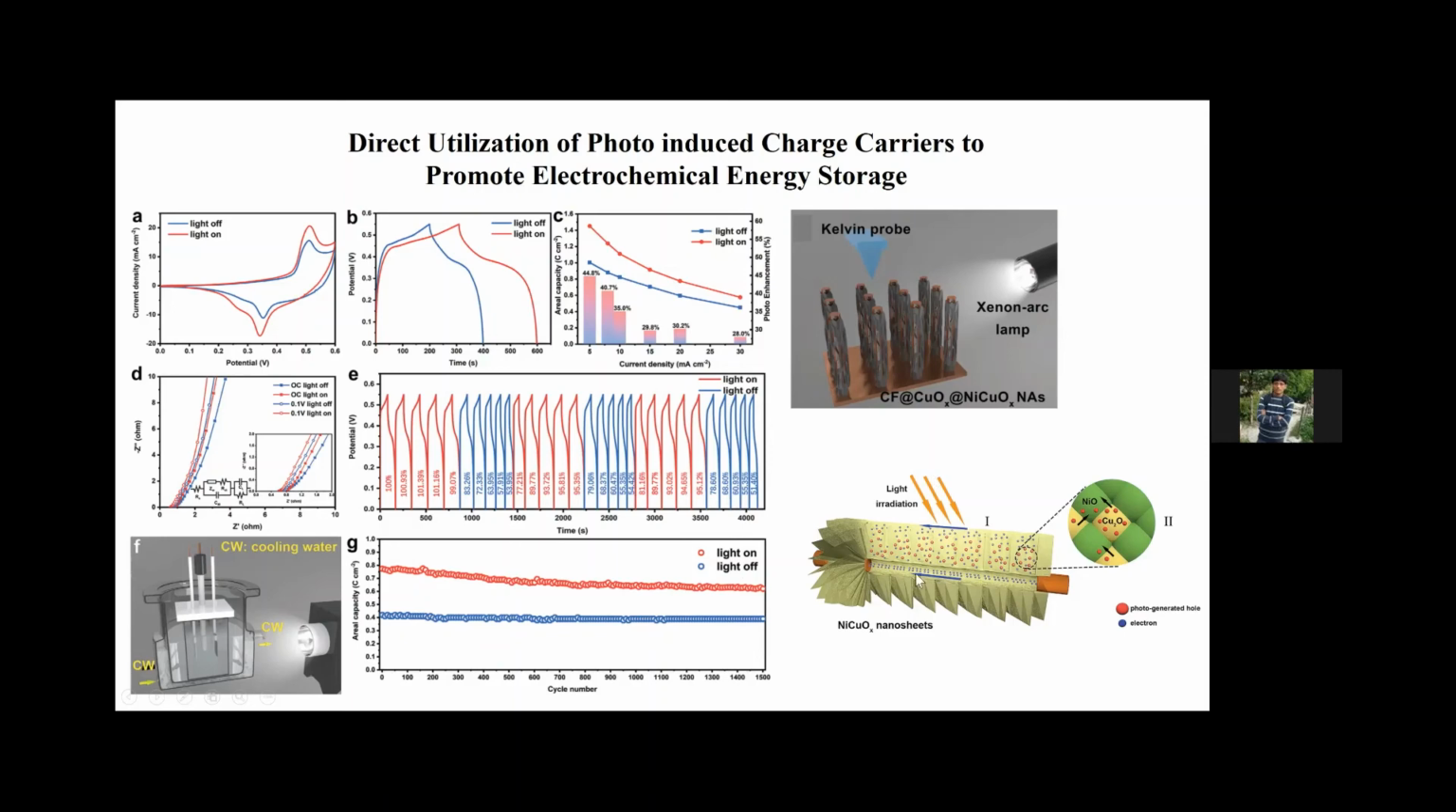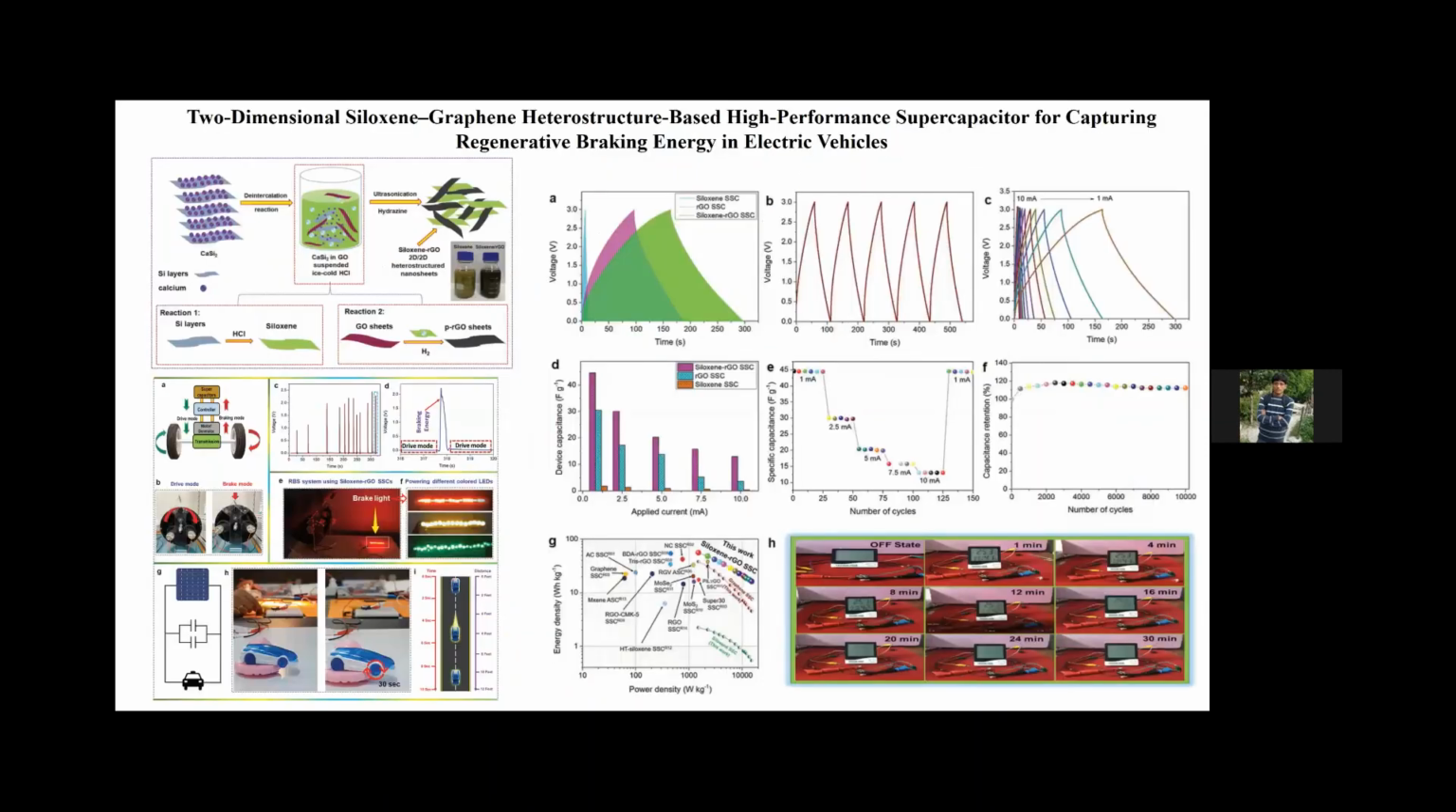Why do these things happen? This is quite complicated to analyze, but as I can say, in a supercapacitor, if we make a special kind of material and also a special structure, we can use it in a photodetector. And this is one more example, where it can generate energy when the device or the electric vehicle is braking.